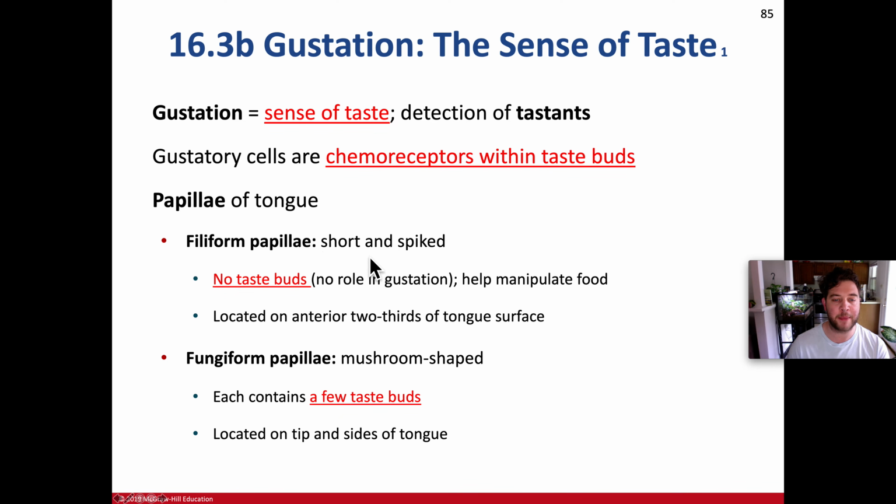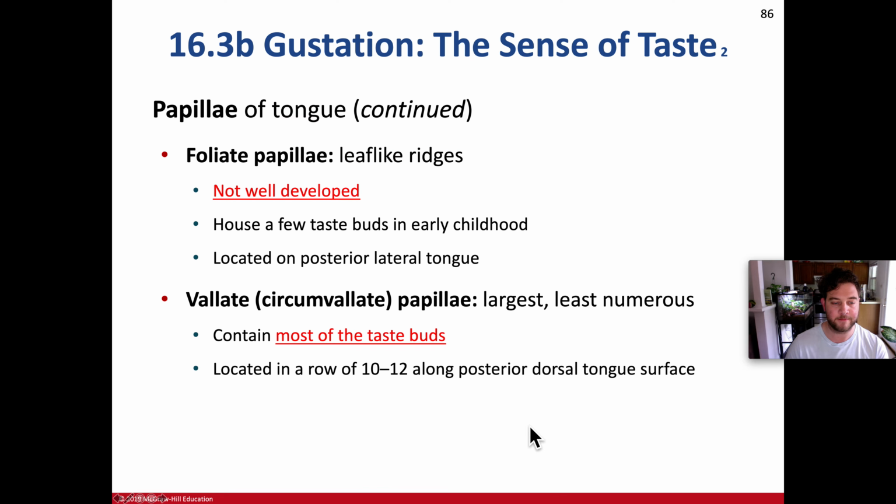You have the filiform papillae, which are short and spiked. They have no taste buds. They're there just to help manipulate food, on the anterior two thirds of the tongue surface. Your fungiform papillae are mushroom-shaped. They contain a few taste buds and are on the tip and sides of the tongue. The foliate papillae are not very well developed in adults. They're usually only in early childhood, housing a few taste buds on the posterior lateral tongue.